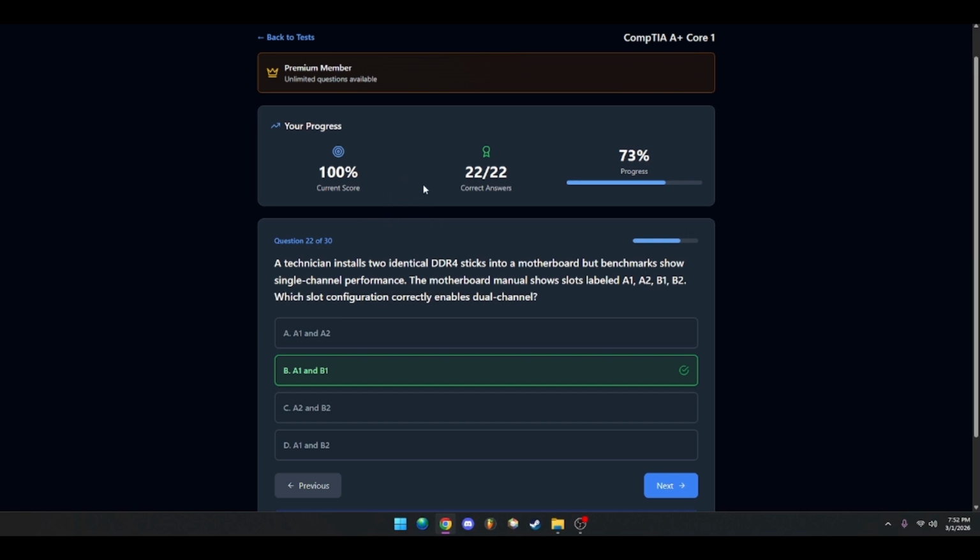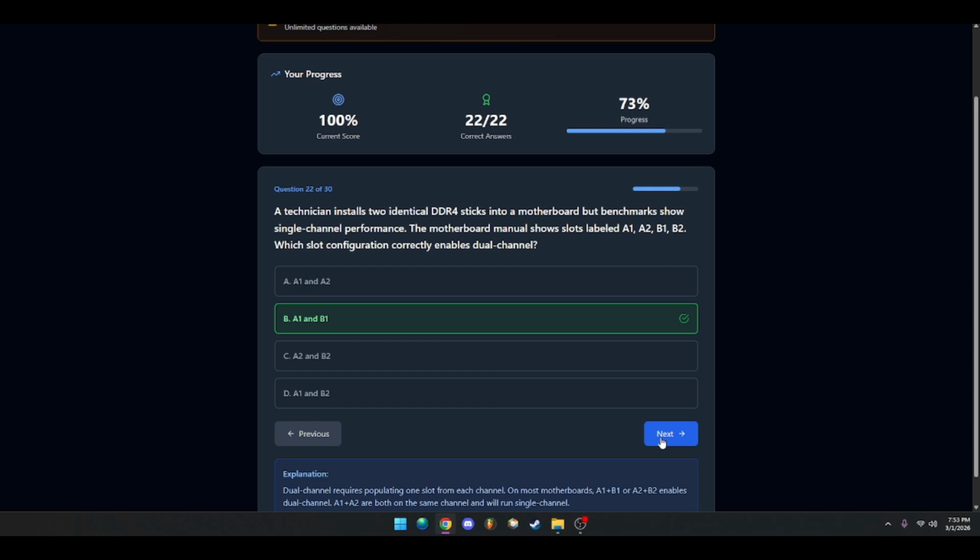You could think of it as 4 slots. You want a gap between whichever two you are running. So that would be A1 and B1 or A2 and B2. Let's move on.